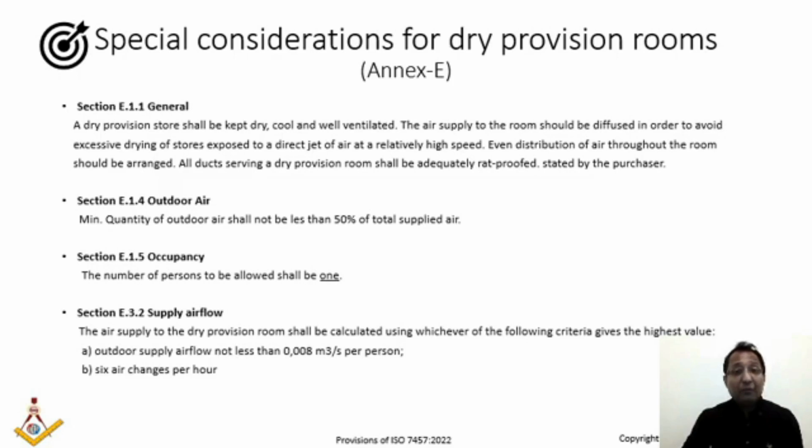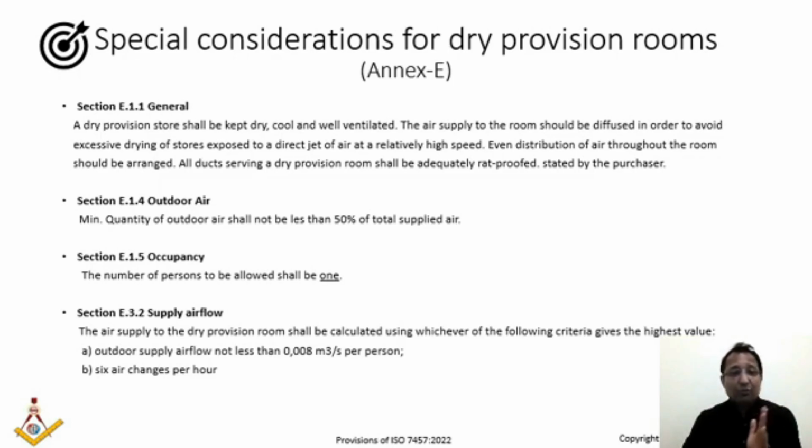So it should not get spoiled, because otherwise the crew on the ship will not get proper food. So the dry provision room, it is clearly mentioned that it should be dry, cooled, ventilated. That means air conditioning has to be provided in this particular room, and it has to be dry, cooled, ventilated. Air supply to the room should be diffused in order to avoid excessive drying of the stores exposed to the direct jet of air at relatively high speed.